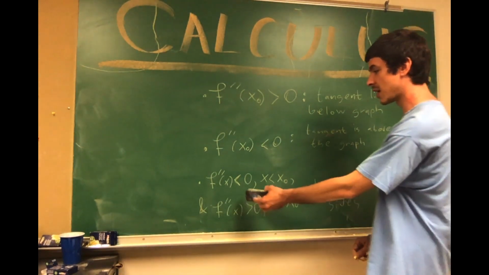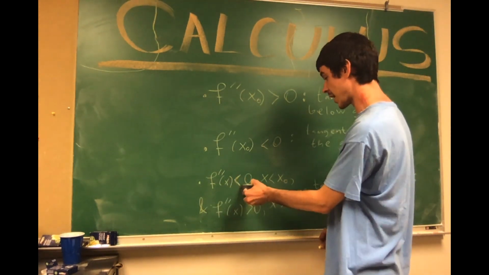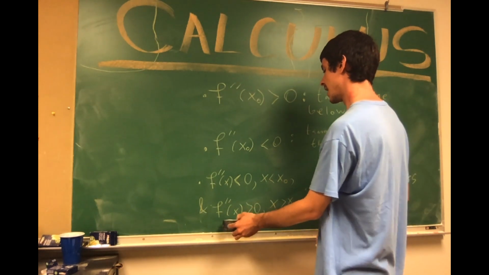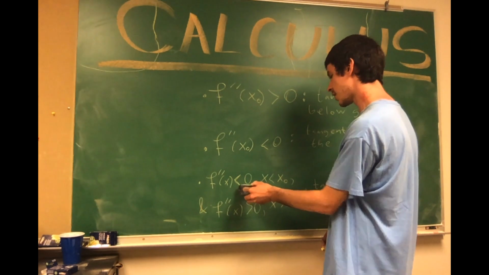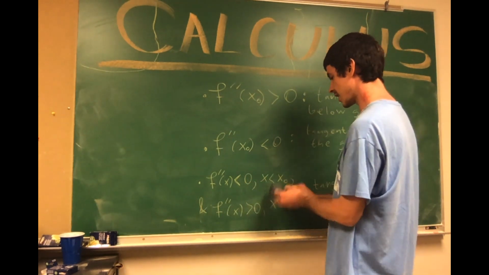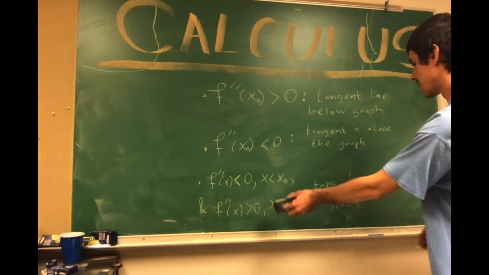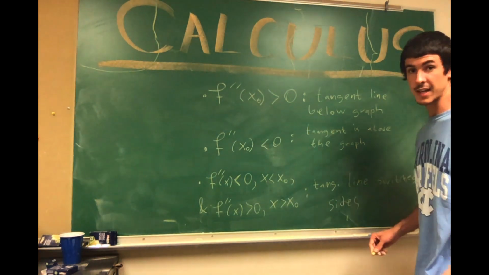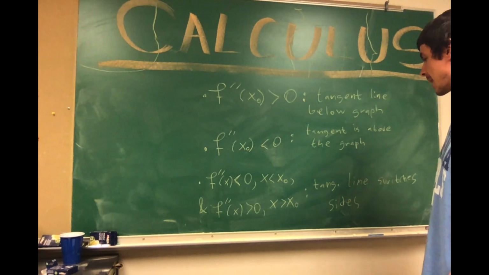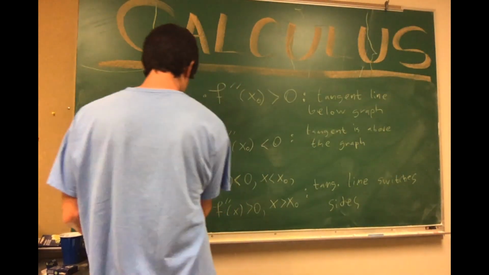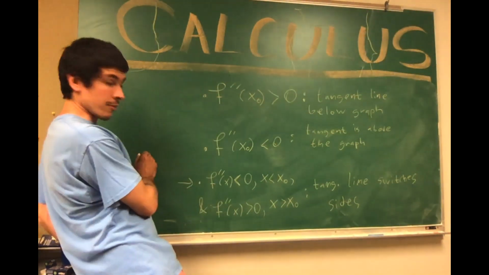And this would also be true if f double prime of x was less than 0 for x less than x0, and greater than 0 for x greater than x0. If we switch these, the tangent lines would also switch sides, but it would just switch in the opposite direction. And this is called an inflection point.